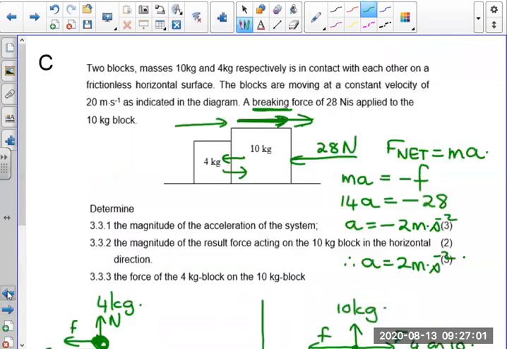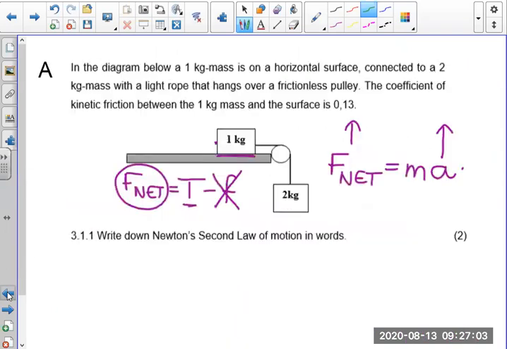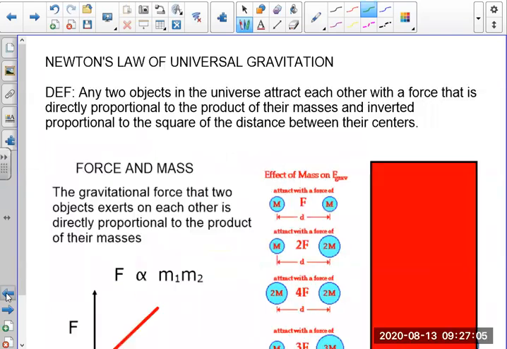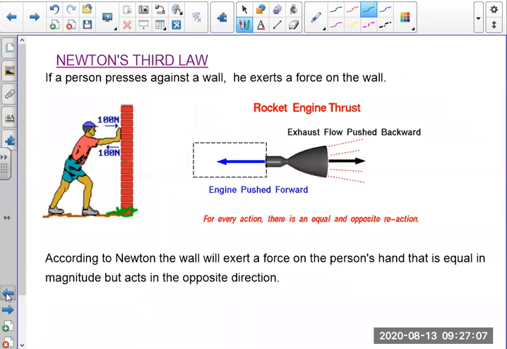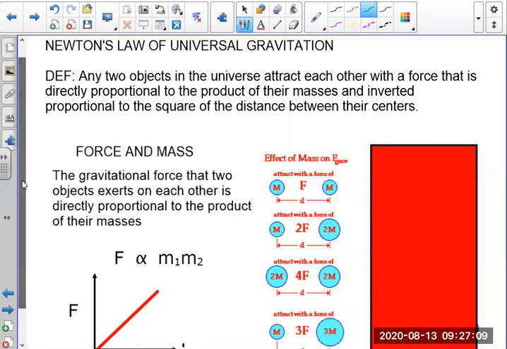Okay, that is Newton's gravitational law. So let's just go back to this one. Newton's universal gravitational law, you have to know. So you have to know the definitions of Newton 1, 2, and 3, as well as Newton's gravitational law.